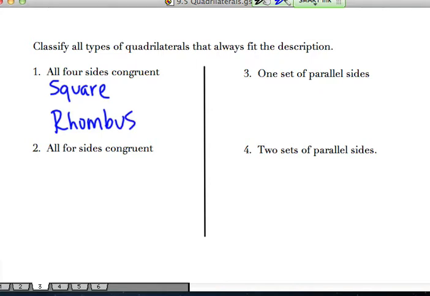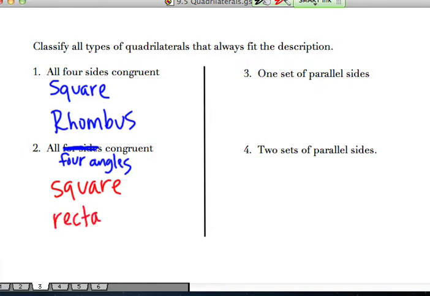Okay. And this says all four sides, but this is all crazy. This shouldn't say four sides. It should say four angles congruent. I was going crazy, Miss Stewart, when I wrote this. All right, so all four angles congruent. So again, squares have all four angles congruent. Okay. Rhombuses don't have all four angles congruent all the time. They might, and they're a square, but not all the time. The only other quadrilateral is a rectangle. That's all four angles congruent.